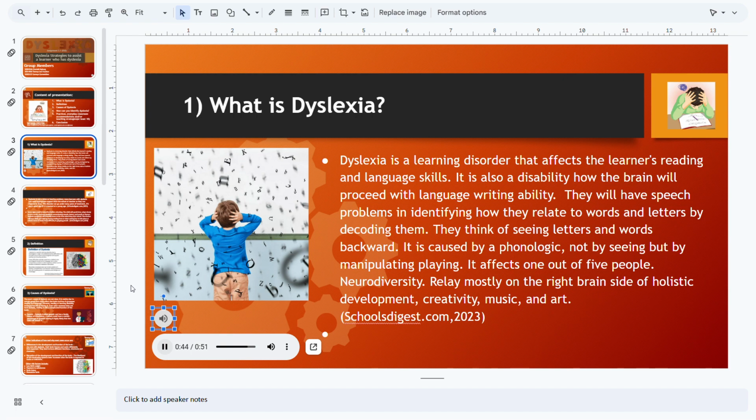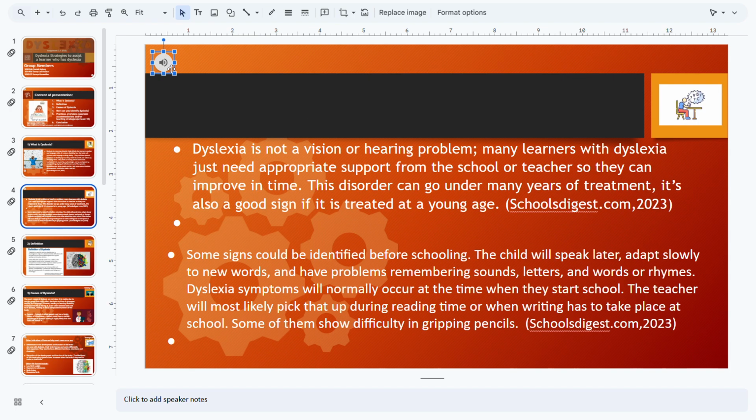Neurodiversity. They lie mostly on the right brain side: holistic development, creativity, music, and art. Dyslexia is not a vision or hearing problem. Many learners with dyslexia just need appropriate support from the school or teachers so that they can improve in time.